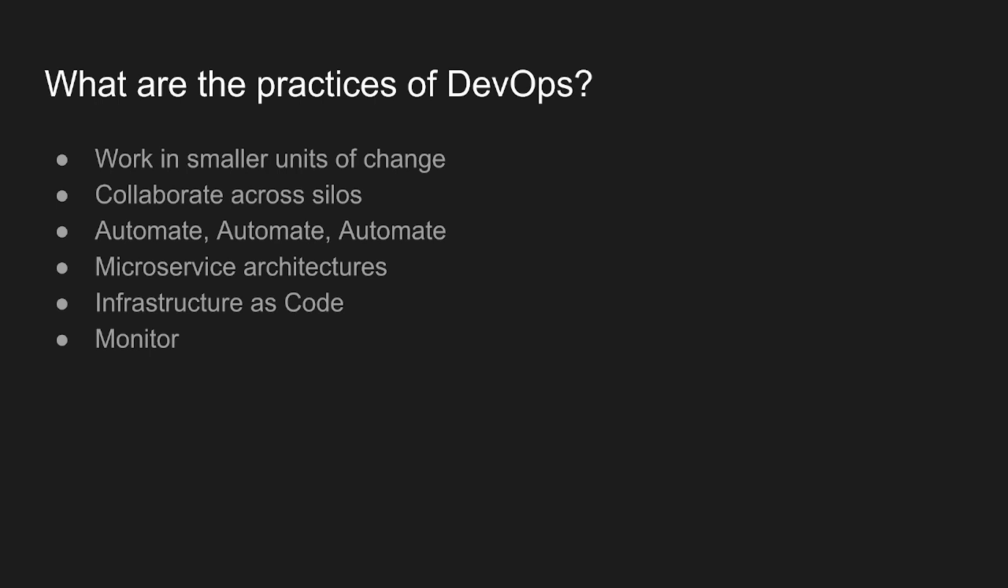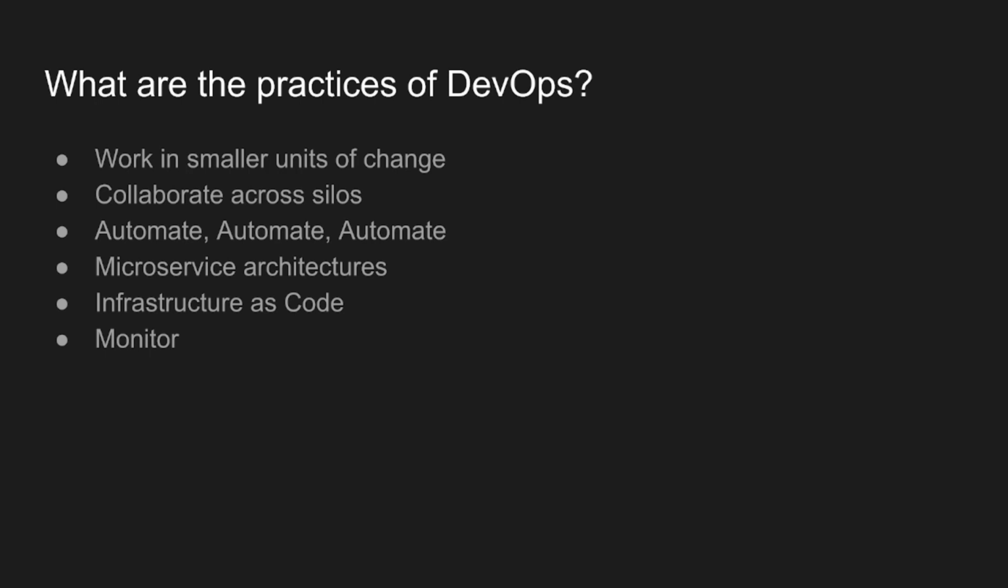So the key practices: you want to work in smaller units of change. I'm going to break out more on each of these as well. That's faster than working on something gigantic and trying to ship it all at once. As you break it into smaller pieces, you can ship those smaller pieces more quickly.